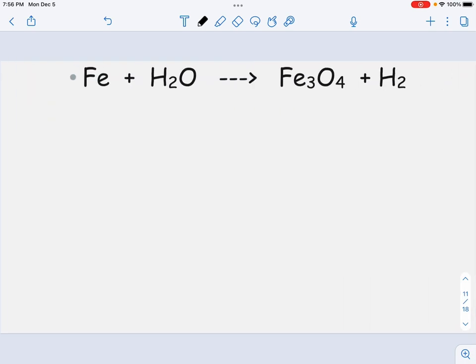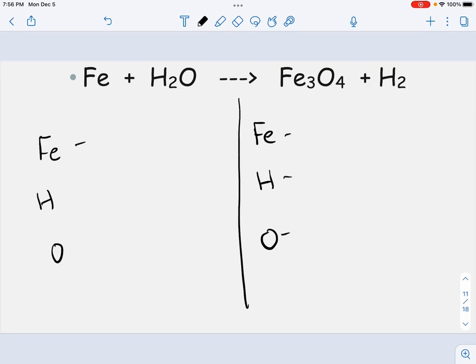Fe plus H2O produces Fe3O4 plus H2. Start what you always do. We're going to list all the elements, and we're going to list the amount that we have for each one. So iron, we've got 1, hydrogen 2, oxygen 1. On the other side, we've got 3 irons, we've got 2 hydrogens, and we've got 4 oxygens.